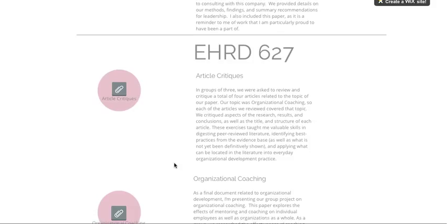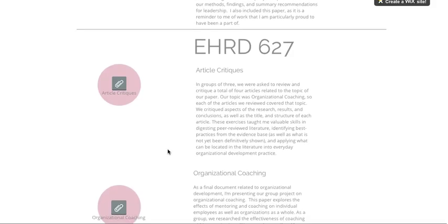I chose two important pieces from my EHRD 627 course. One is a compilation of the two article critique assignments we did, and the other is a paper on organizational coaching. The article critiques were assigned as a supplement to our paper. The 4 articles reviewed and critiqued were related to our topic of organizational coaching. We critiqued the title and structure of the articles, as well as the research, results, and conclusions.